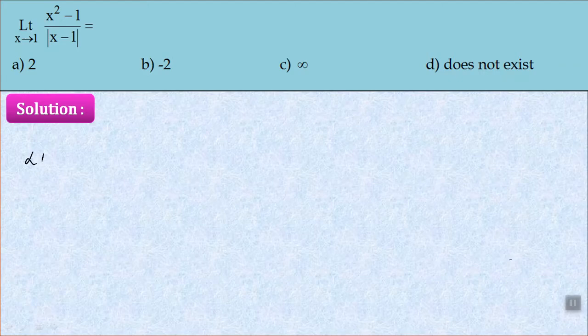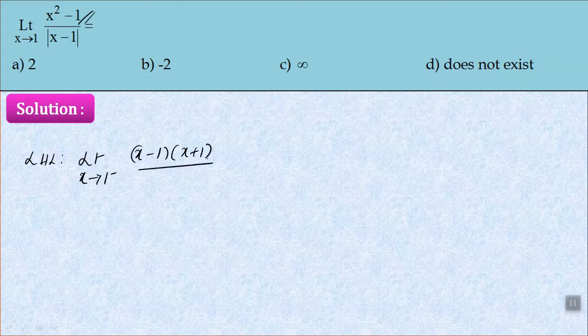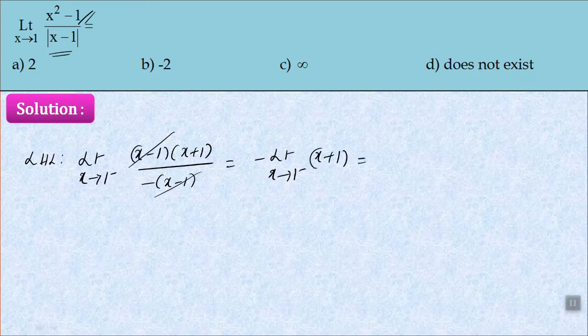First we find the left hand limit, that is limit x tends to 1 minus. Here x square minus 1 can be written as (x minus 1) into (x plus 1) divided by mod of (x minus 1). Taking the left hand limit, we consider minus of (x minus 1). Here x minus 1 gets cancelled. Minus of limit x tends to 1 minus, x plus 1. Now substitute the limit: minus of (1 plus 1), that equals minus 2.